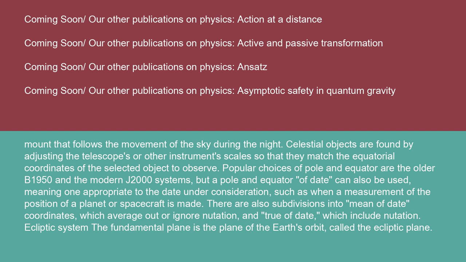Popular choices of pole and equator are the older B1950 and the modern J2000 systems. But a pole and equator of date can also be used, meaning one appropriate to the date under consideration, such as when a measurement of the position of a planet or spacecraft is made. There are also subdivisions into mean of date coordinates, which average out or ignore nutation, and true of date, which include nutation. Ecliptic system: the fundamental plane is the plane of the Earth's orbit, called the ecliptic plane.